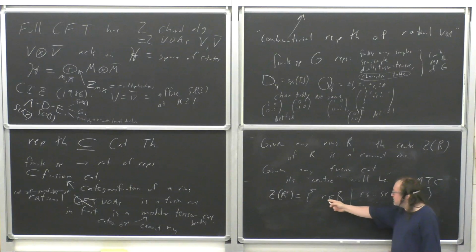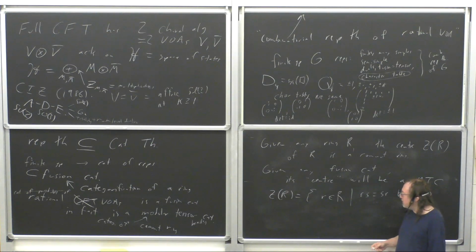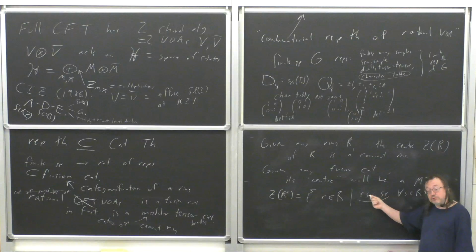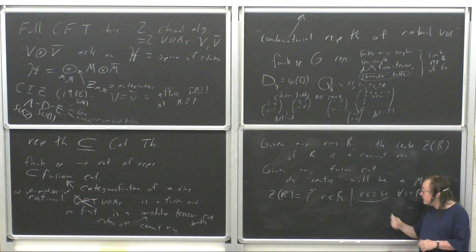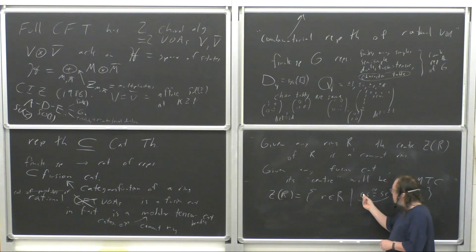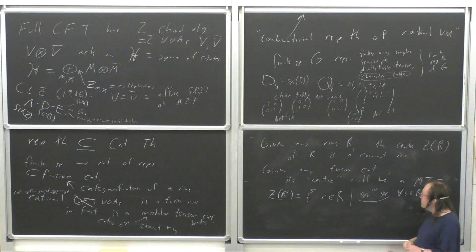So what's the center of your favorite fusion category? Well, it'll be all objects R in our category such that R fusion S is the same as S fusion R. But we can't have equalities of objects in a category. What we have to do is also specify the actual map which does this isomorphism. So in a category, you'd have to use an isomorphism, and you'd put your fusion product or tensor product there as well.